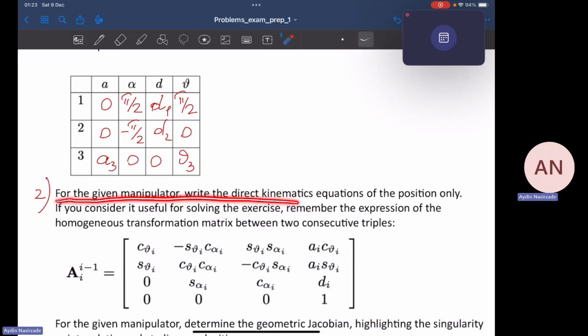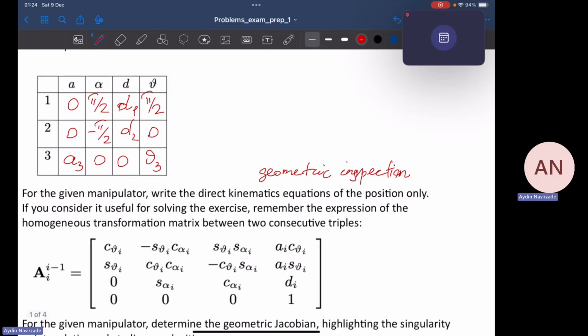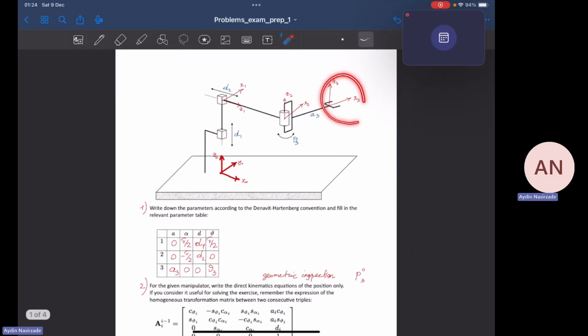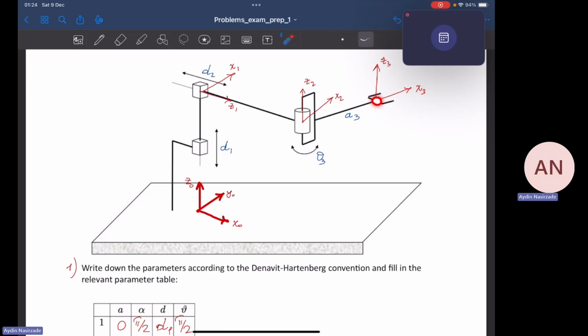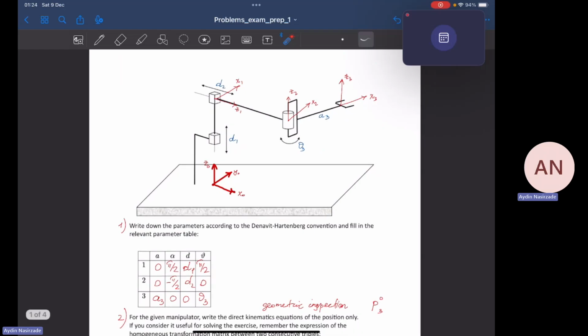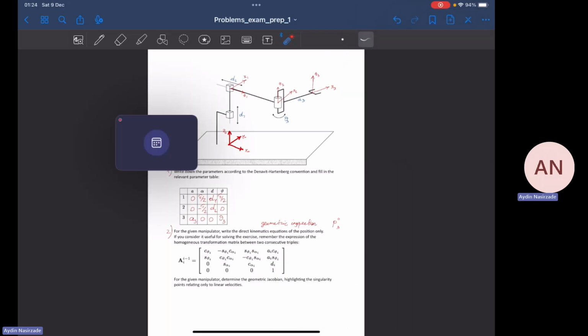So basically, in the first statement, we are asked to use the geometric inspection, which is easier to realize, to find the position vector. We are basically asked to find the position vector of the third frame with respect to frame 0. In other words, where this origin is located in this particular frame. Now, we have two methods to solve this question. The easier method is, of course, using the geometric inspection. Let's try to do it.